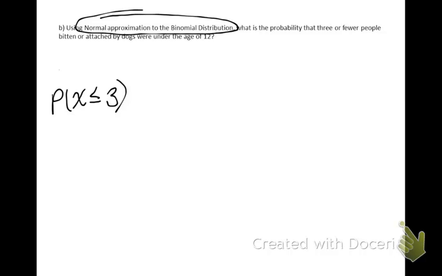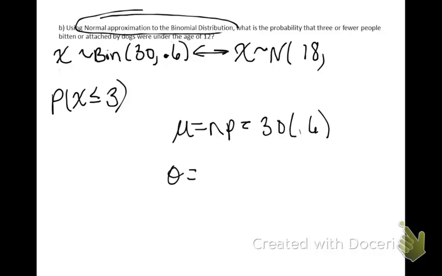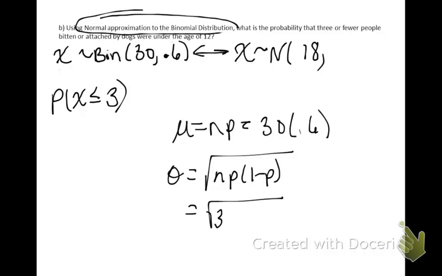To work this out, let's recall that we said x is binomially distributed with a fixed sample size of 30 and a constant probability of success of 0.6. We know that this is approximately equivalent in distribution to being normal, with parameter mu equal to n times p, which would be 30 times 0.6. That's 18. And standard deviation equal to the square root of n times p times 1 minus p. That would be the square root of 30 times 0.6 times 1 minus 0.6, 2.68.